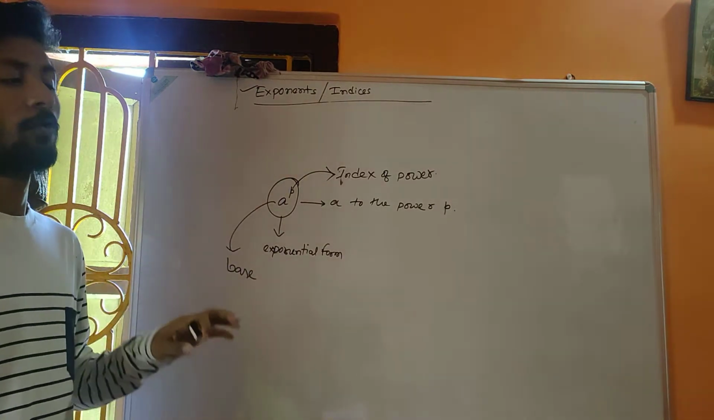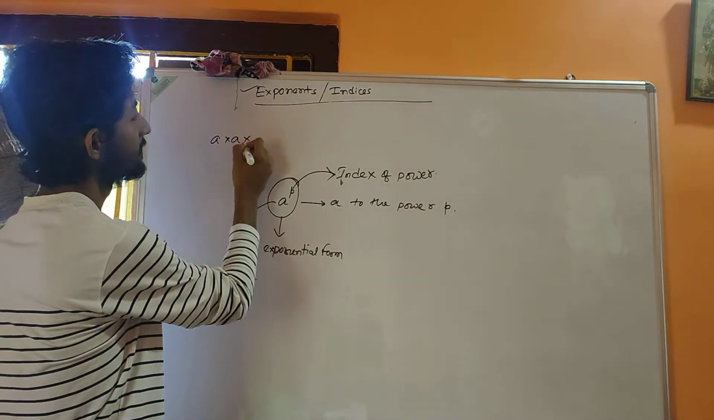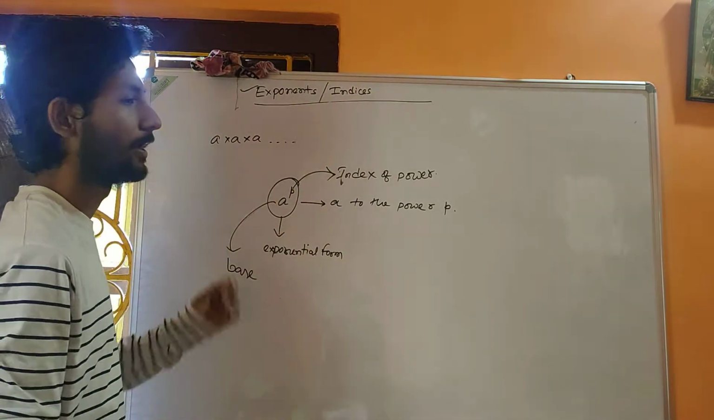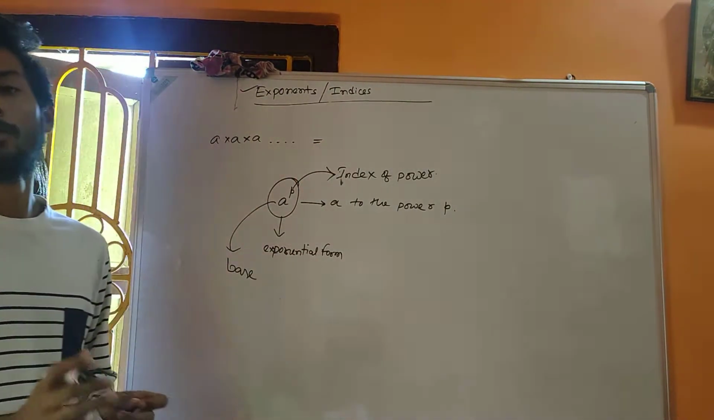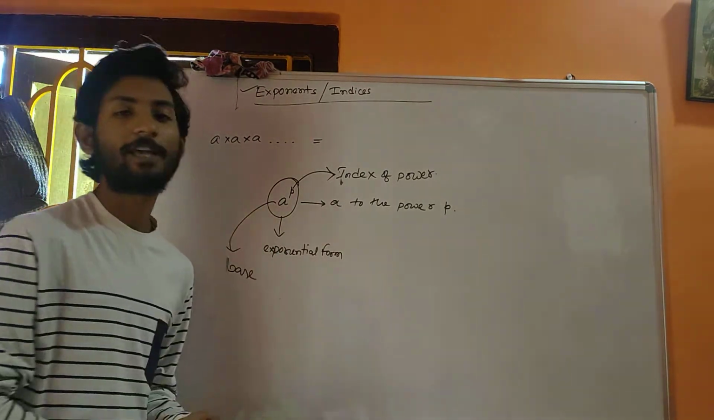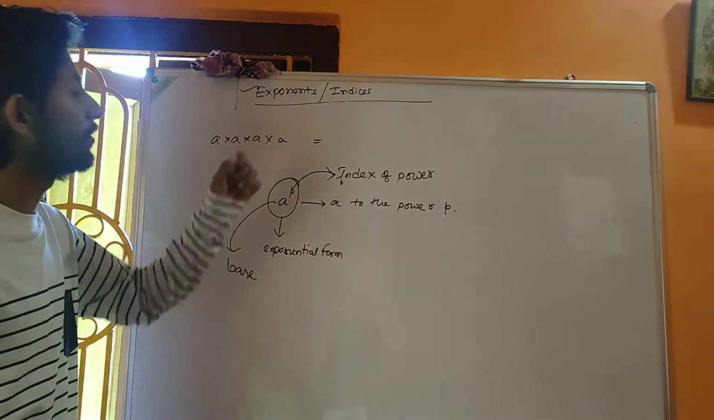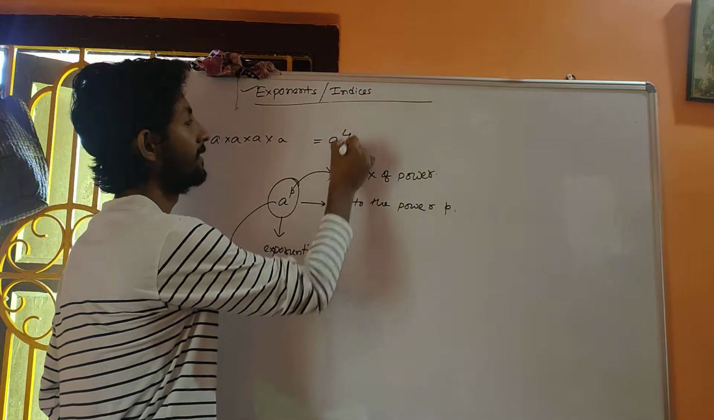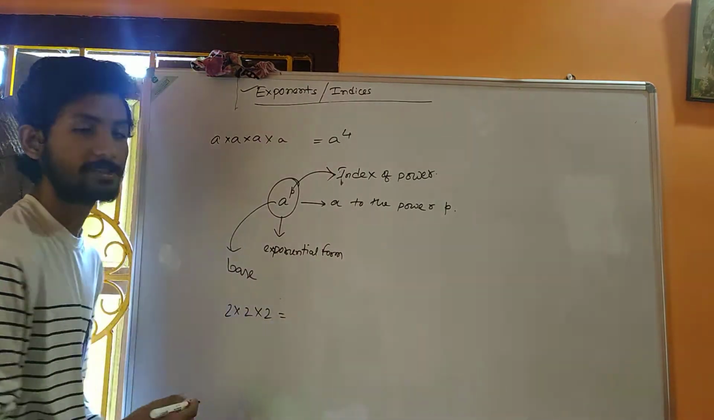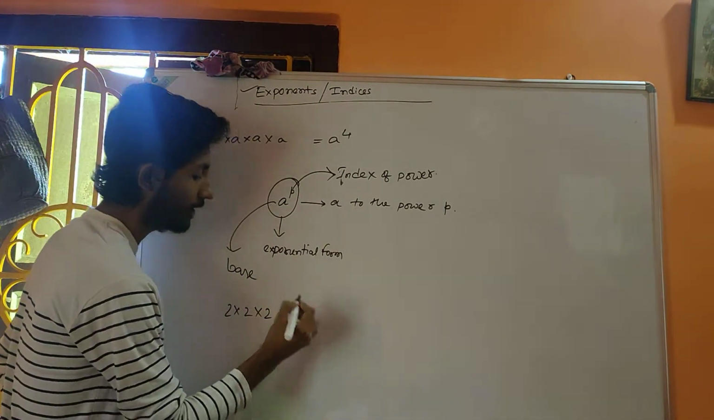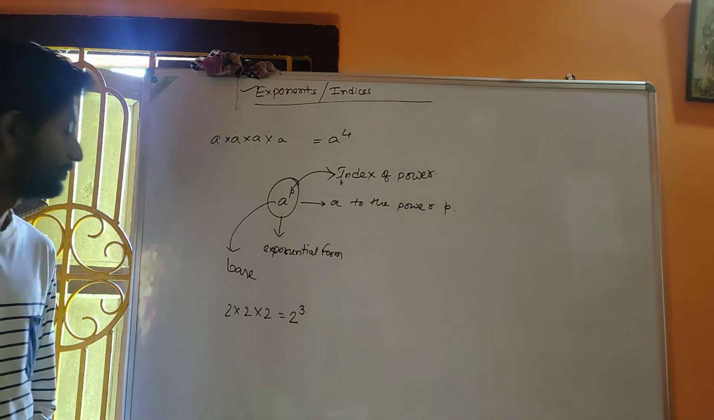If a number is multiplied several times, then we can make a formation of exponential form. Suppose if we multiply a 4 times, then it can be said as a to the power 4. Similarly, if we multiply 2 3 times, it will be written as 2 to the power 3. Okay, here the base is 2 and the power is 3.